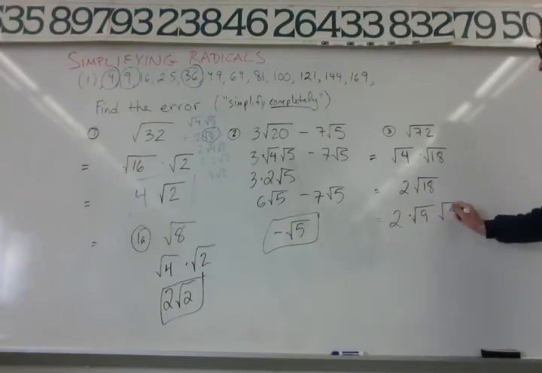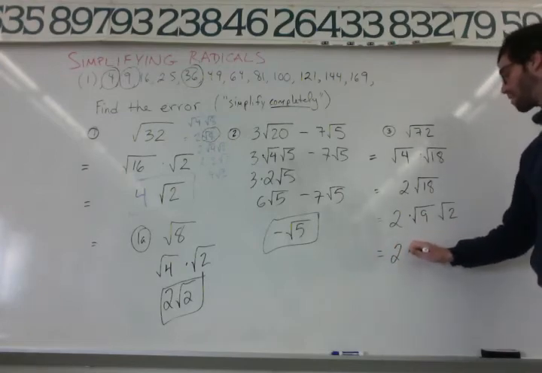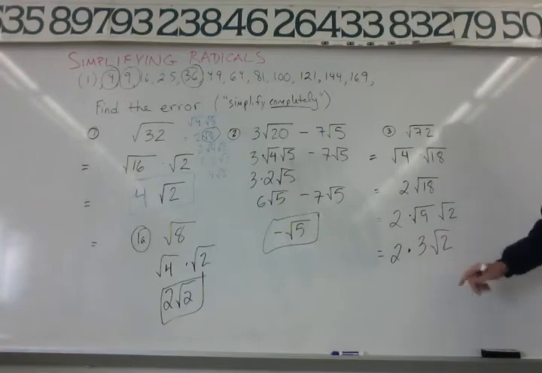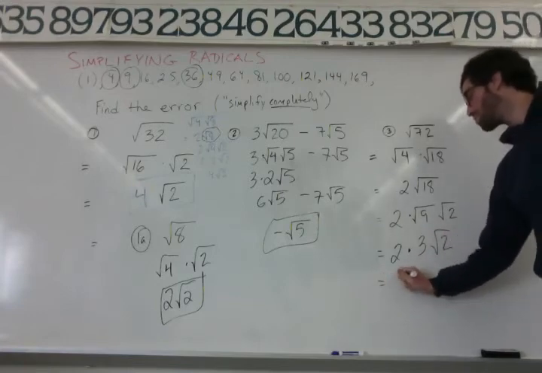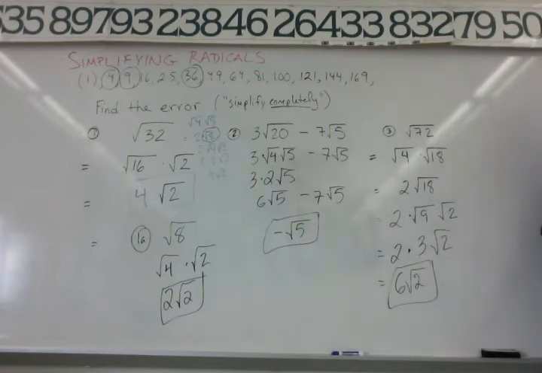So you break down root 18 into root 9, root 2. We have 2 times root 9 is 3. So we have 2 times 3 root 2. We have 6 root 2 as the answer. Right? That's completely simplified. 6 root 2.